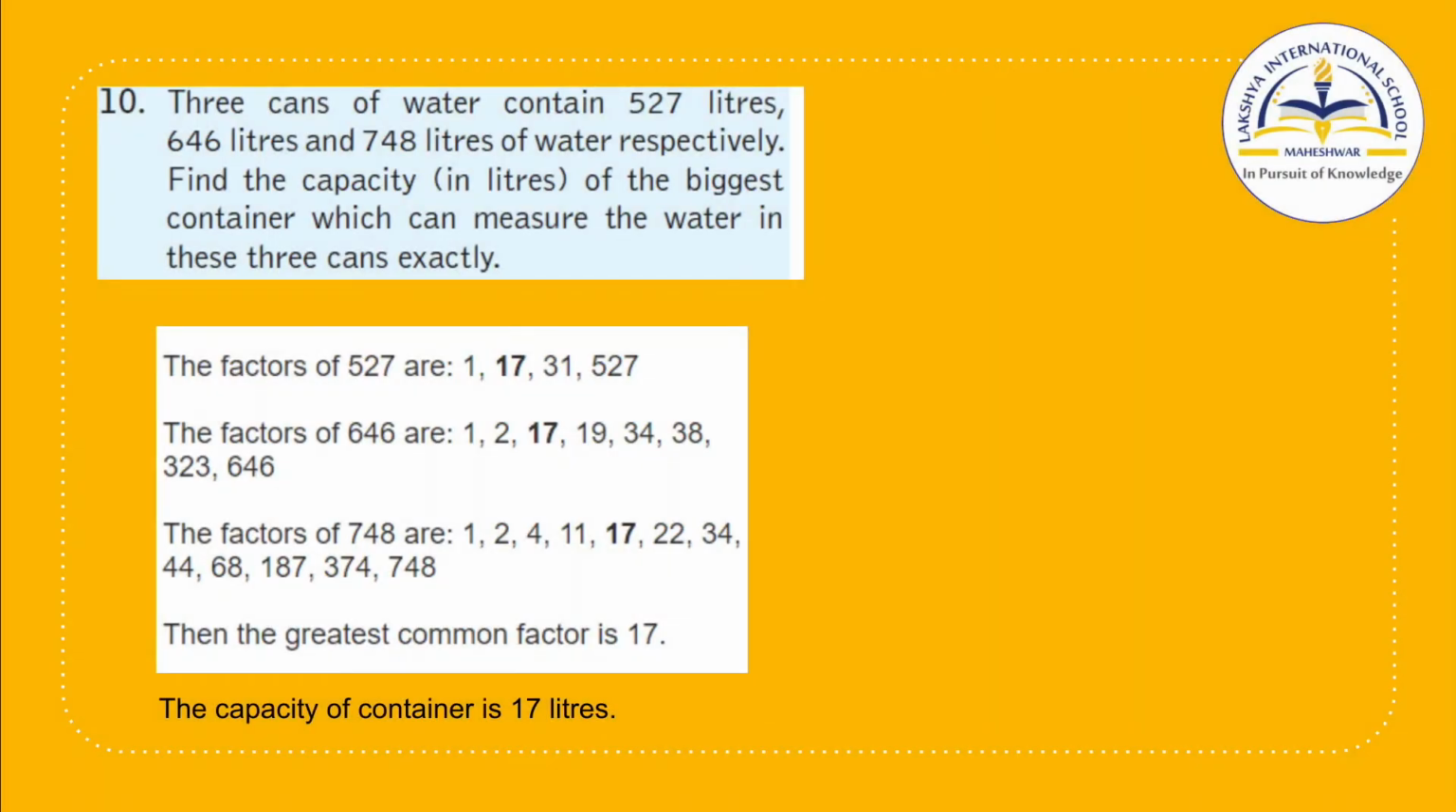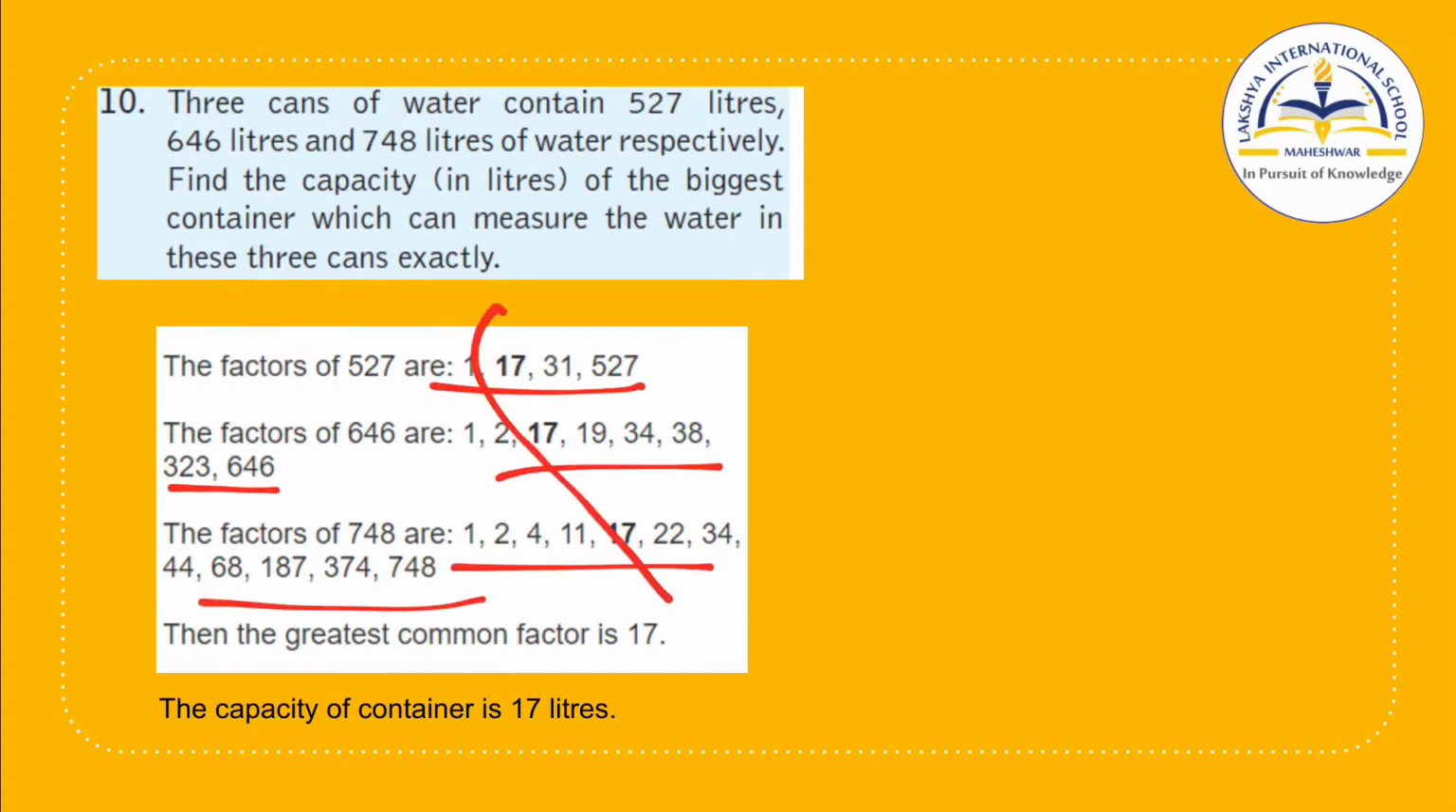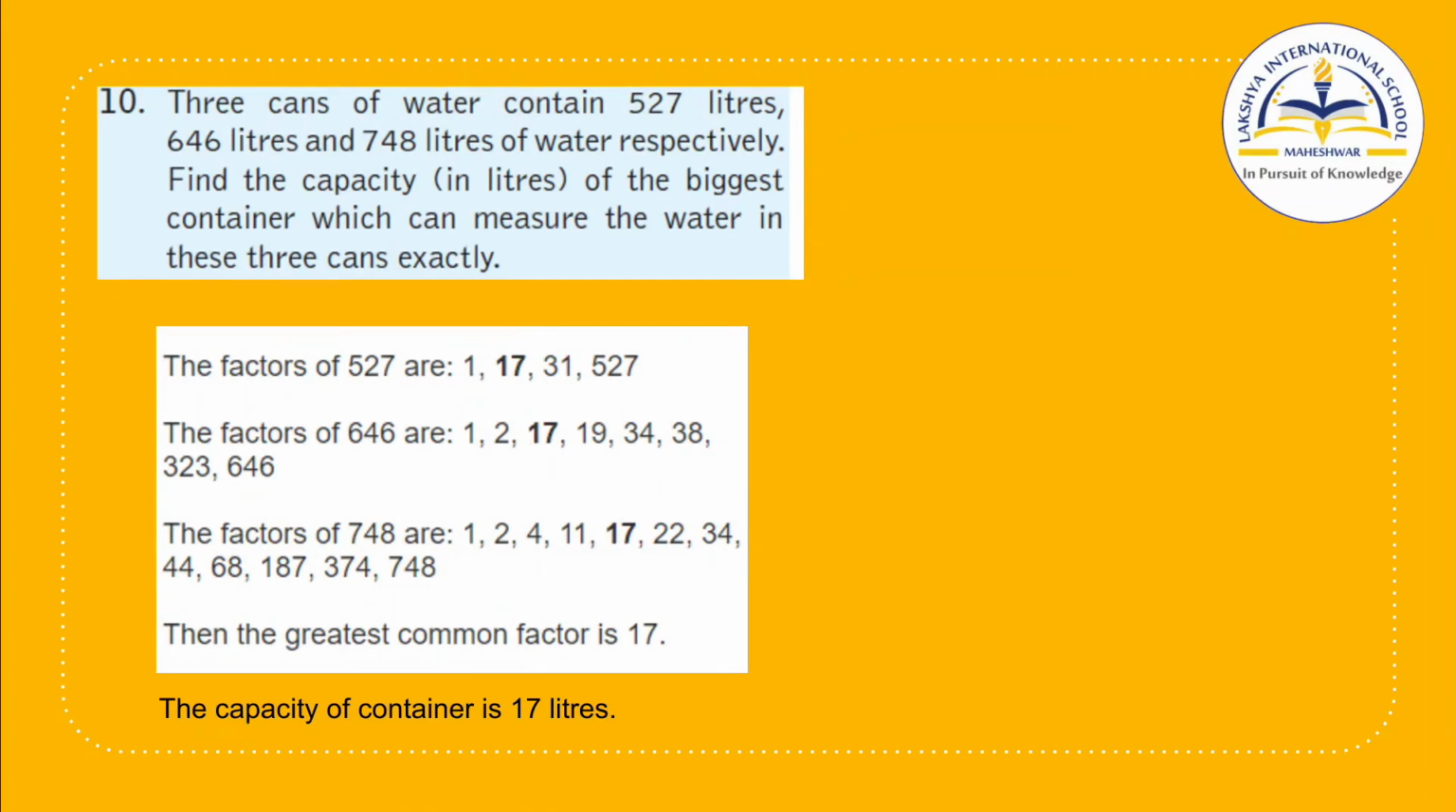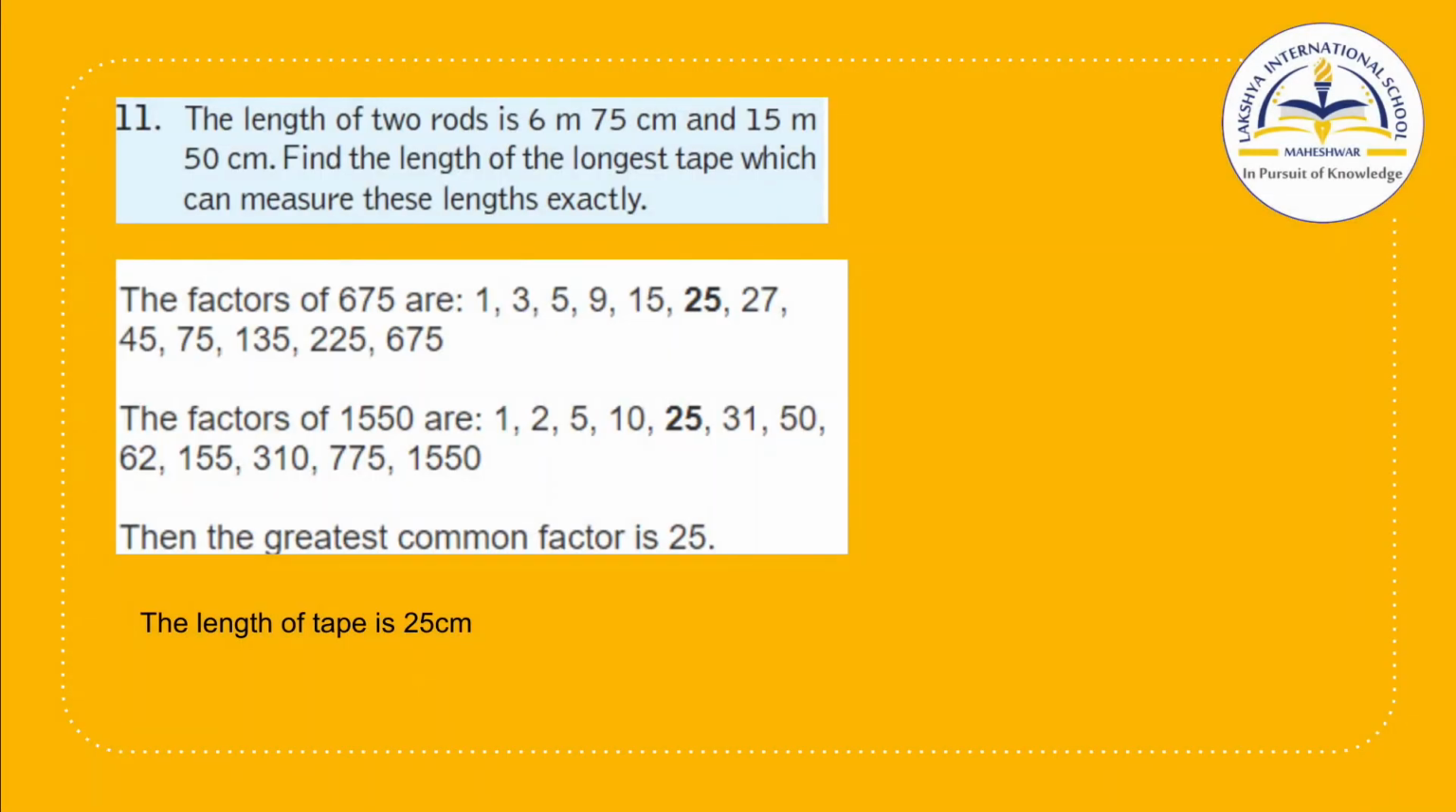Question number 10, 3 cans of water contain 527 liters, 646 liters and 748 liters of water respectively. Now you have to find the capacity of the biggest container which can measure the water in these 3 cans exactly. You have to find the HCF of the 3 given numbers. When you write the factors of all these numbers, you take the common one, that is 17. So the capacity of the container is 17 liters. In the same manner you have to solve question number 11.